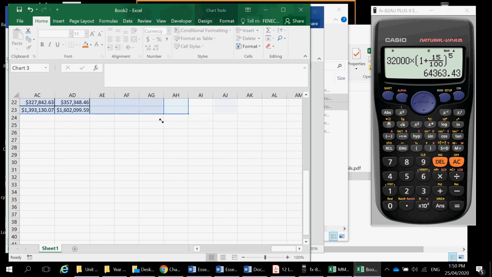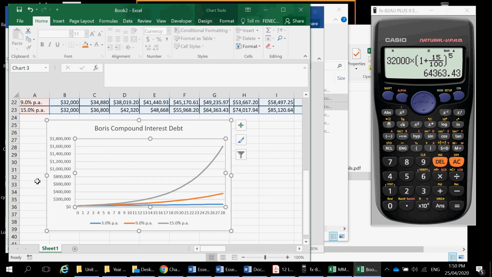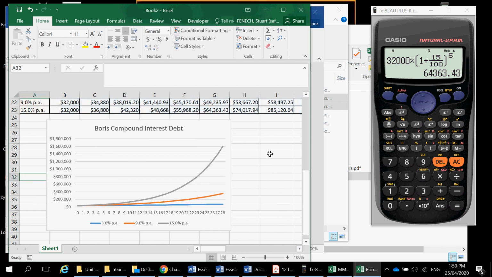So I'll just graph that. I'll highlight the new graph, and check out that pattern. That is a very typical pattern that you see with exponential growth, and compound interest is an example of that. That's extending things beyond what you need to do, guys.